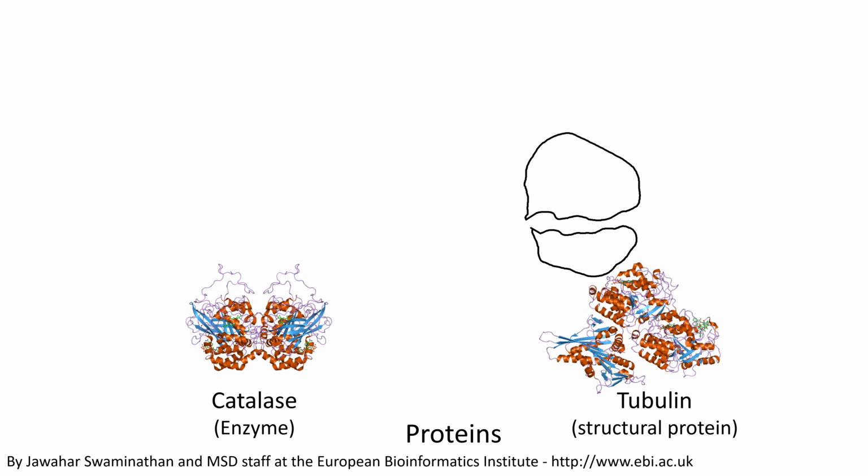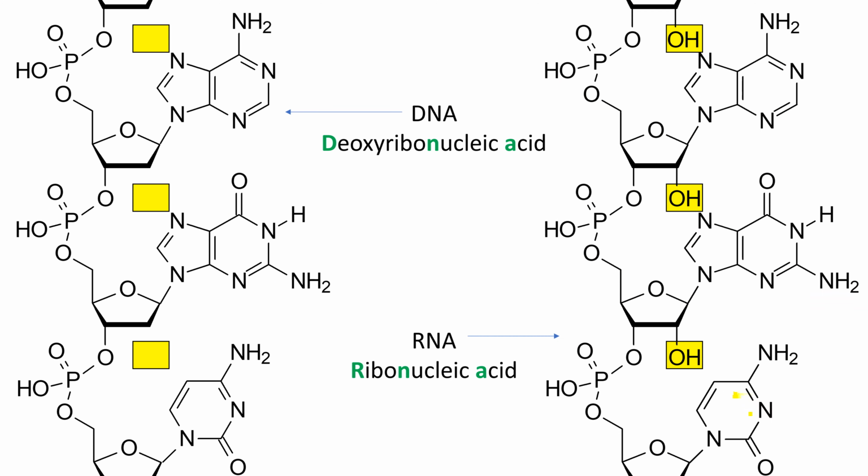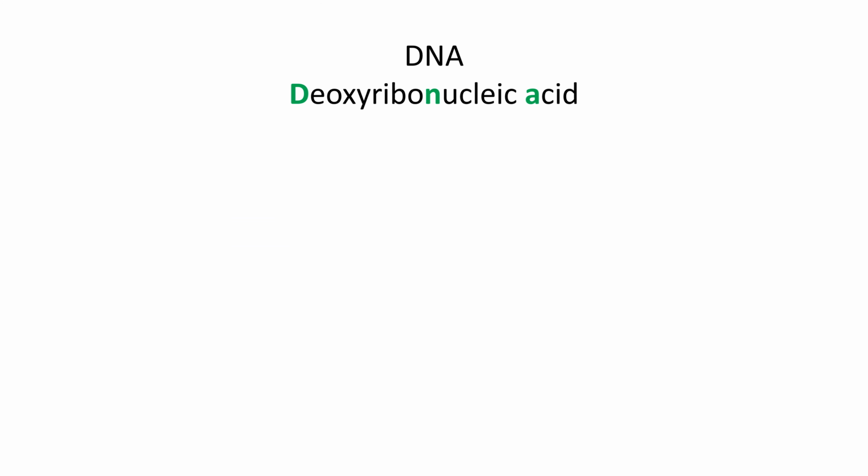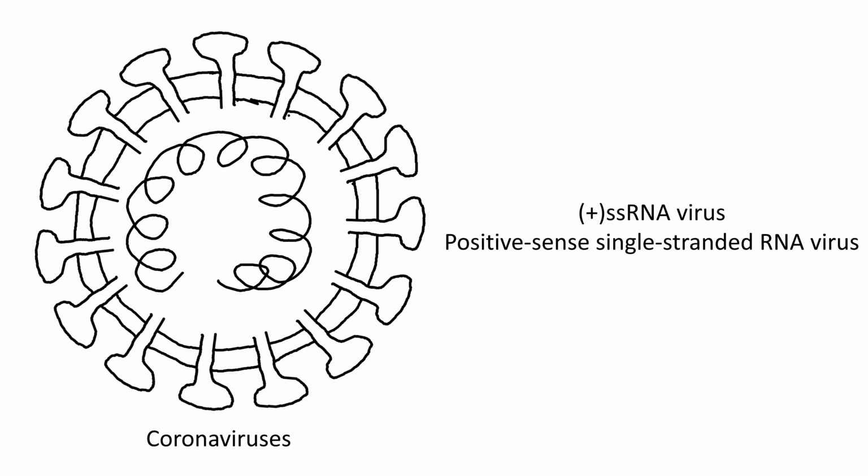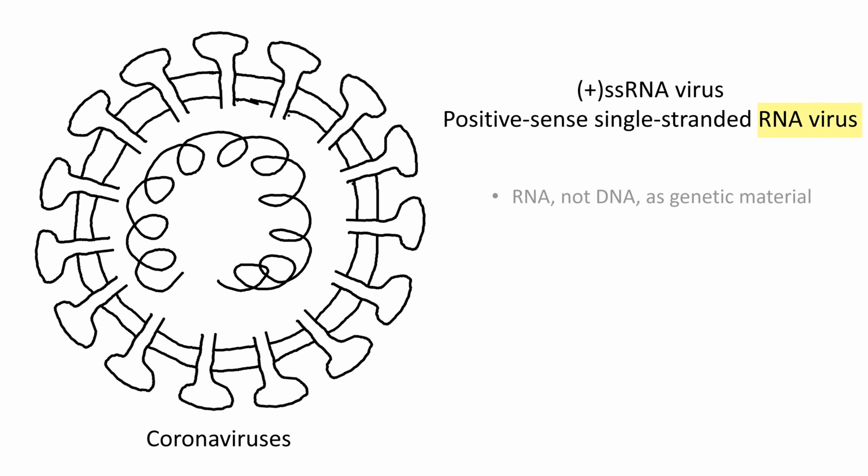Okay, so let's take a look back at the SARS-CoV-2 coronavirus. Like I said, it's a positive-sense, single-stranded RNA virus. Let's take that apart. This virus uses RNA, not DNA, to store its genetic information. The RNA it has is single-stranded in the virus, not double-stranded, or I guess something even more esoteric than that.